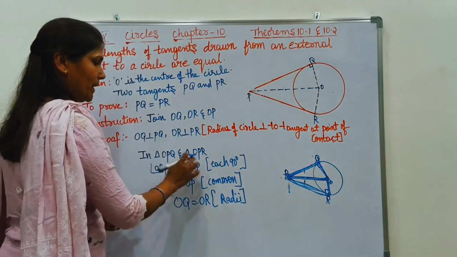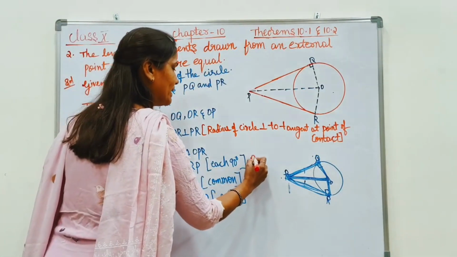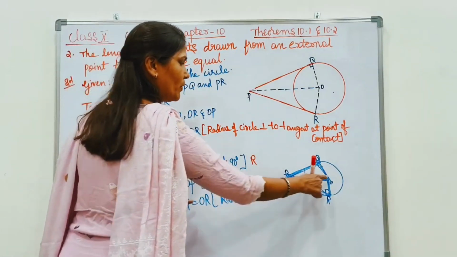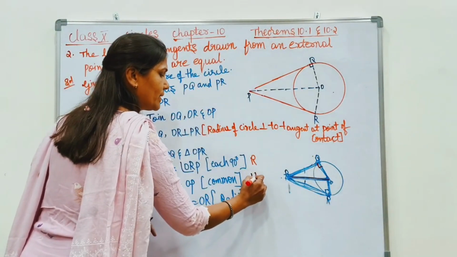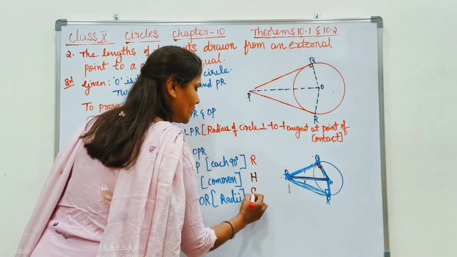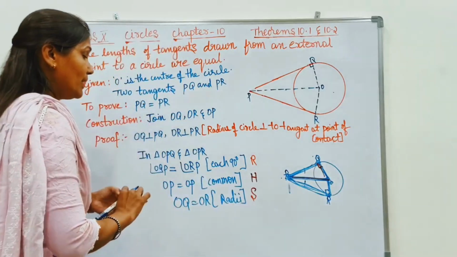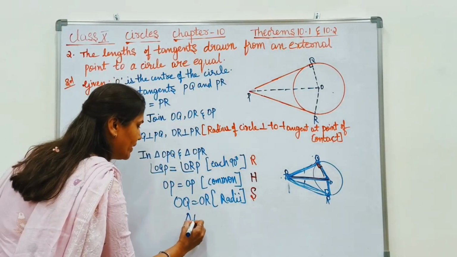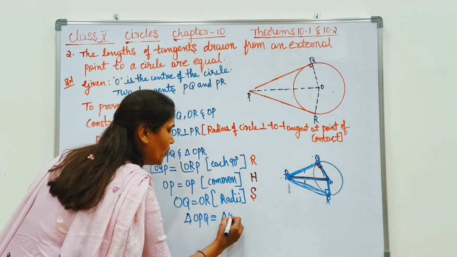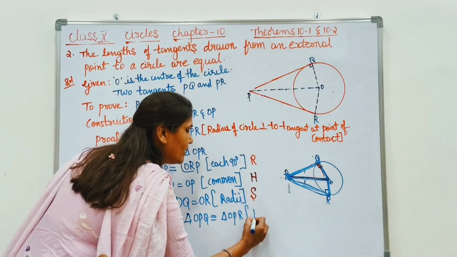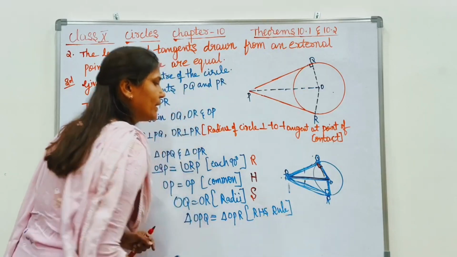Now you are comparing these two triangles. See here, this is the 90 degrees, a right angle. OP is equal to OP. The side opposite the right angle is the hypotenuse, and this is one of the sides. So these two triangles are congruent by the RHS postulate. So we will write: triangle OPQ is congruent to triangle OPR. What is the reason? RHS rule.